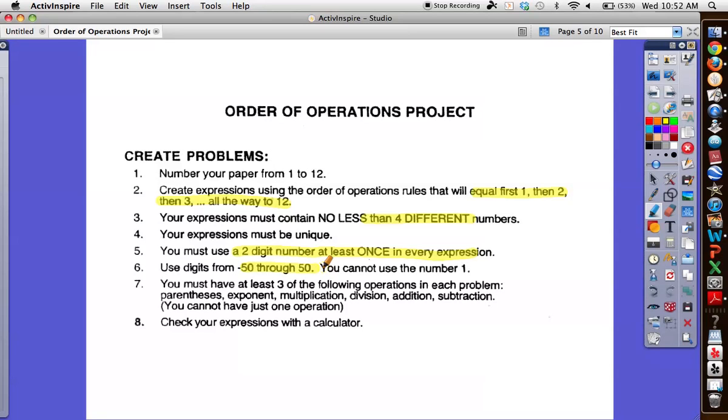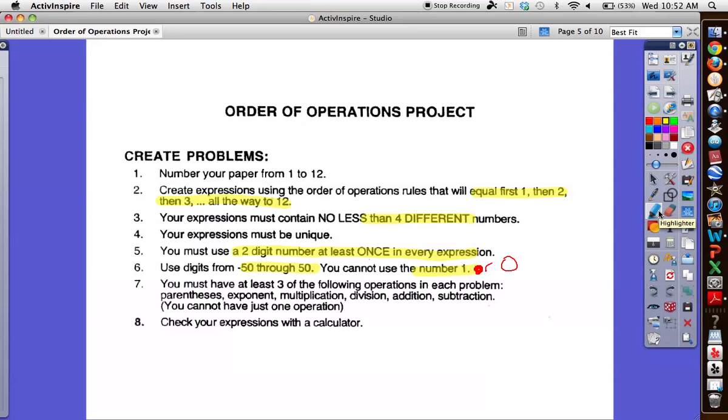These rules apply to your starting expression. So for instance, if you start with 6 divided by 6, you're going to get 1, but that's okay because you didn't start with a 1. I'm going to add one in here. You can't use 1 or 0. No zeros. Don't take the easy way out here.